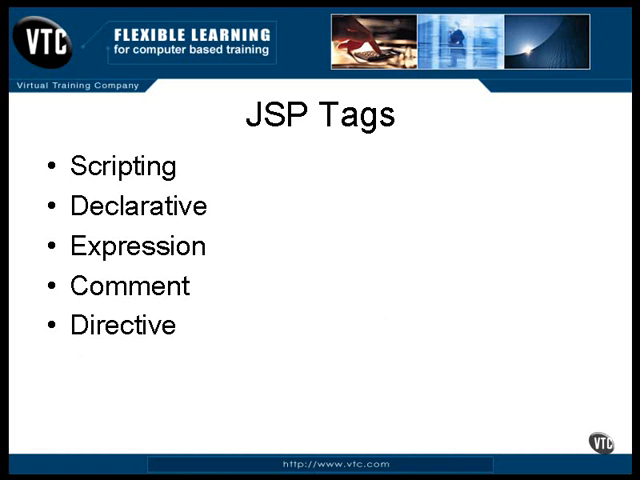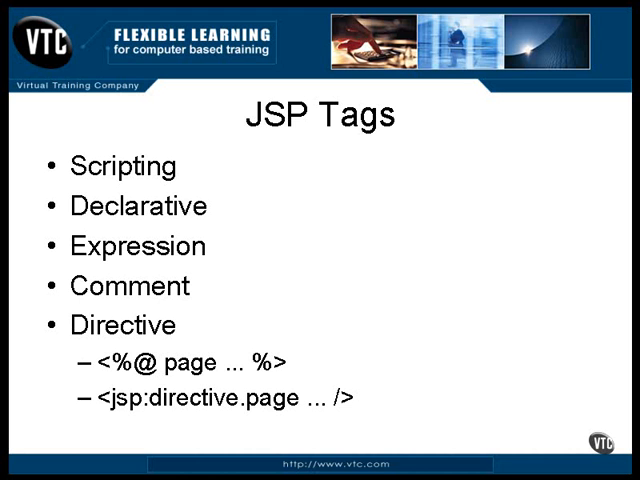A final category is the directive category. There are a number of different kinds of directives, and each directive requires a keyword. The most common directive keyword is page, and it looks like this. There are a number of attributes that can be set for the page. They go where the three dots are shown in the format, and it has an XML format too. One directive that comes in handy is the include directive. For example, the file you name can be the path name of any file, and it will be included just as if it had been cut and pasted into the JSP file at this point.